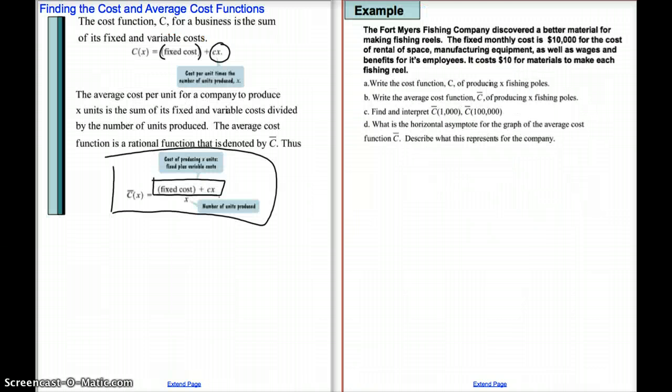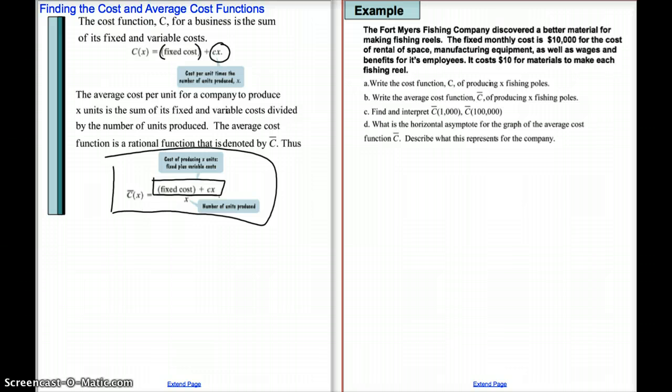We're looking at the Fort Myers Fishing Company. They discovered a better material for making fishing reels. The fixed monthly cost is $10,000 for the cost of rental space, manufacturing equipment, as well as wages and benefits for its employees. So no matter what, they're going to pay 10 employees, buy all the equipment and rent the space. So $10,000 is their fixed cost. It costs $10 for materials to make each fishing reel. Write a cost function C of producing x fishing poles.